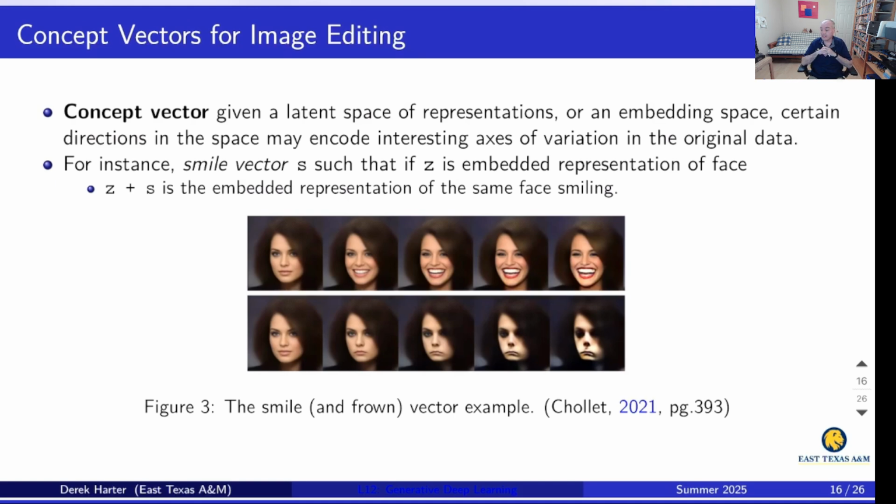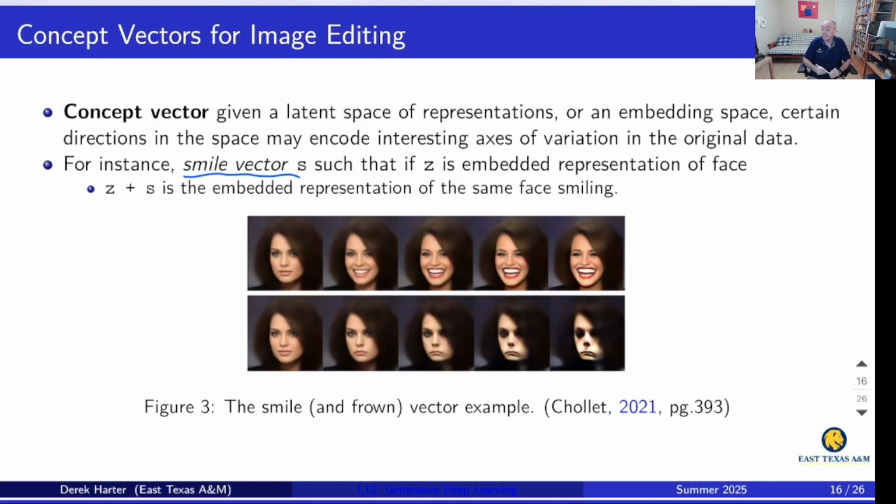Another idea that should be familiar is the idea of concept vectors. We've already discussed a similar idea in terms of word embedding spaces. A concept vector, given a latent space of representations or an embedding space, means that there are certain directions in the space that might encode interesting axes of variation in the original data. As a simple example from our textbook, if we have an embedding space of images, there might be a vector that encodes a smile, a smile vector.